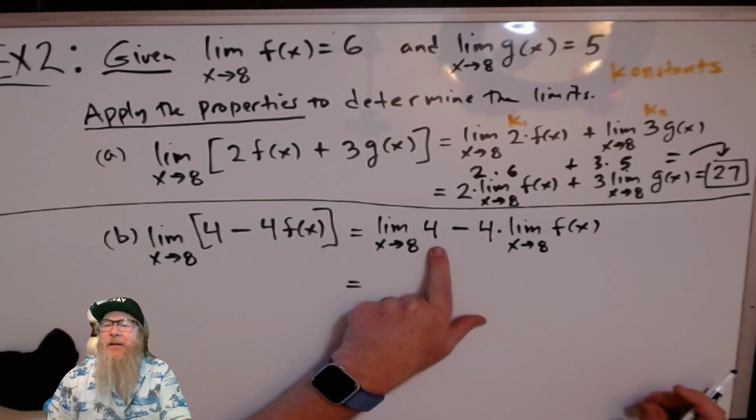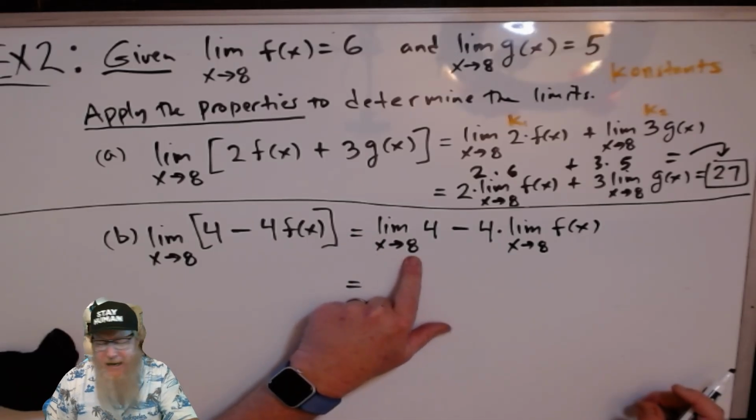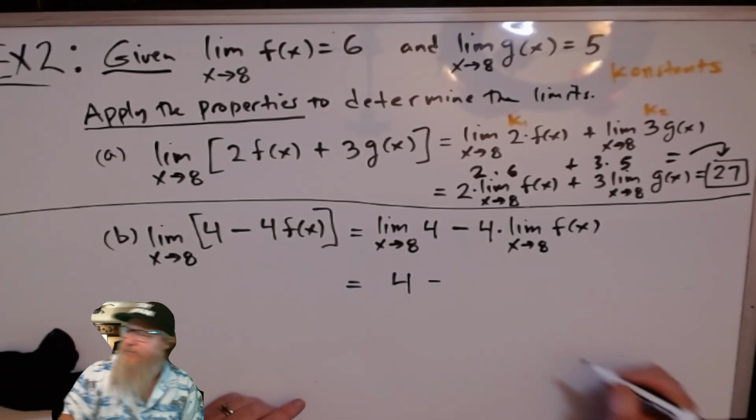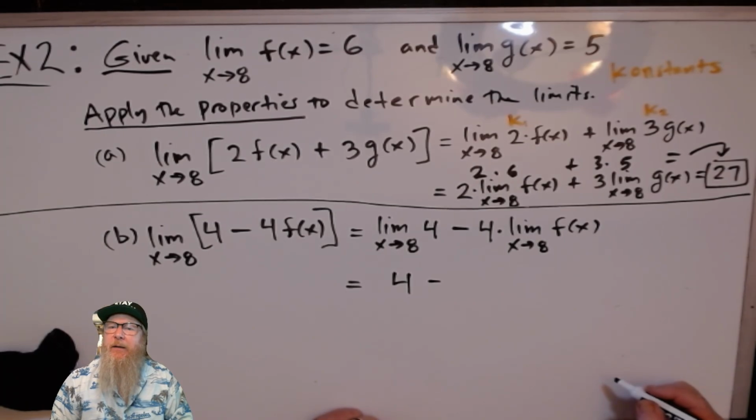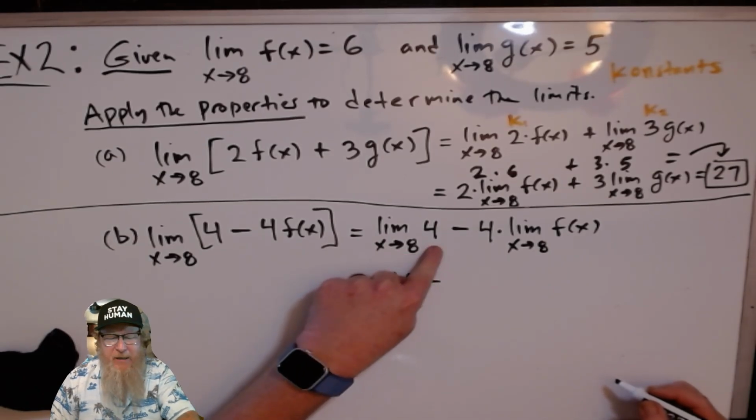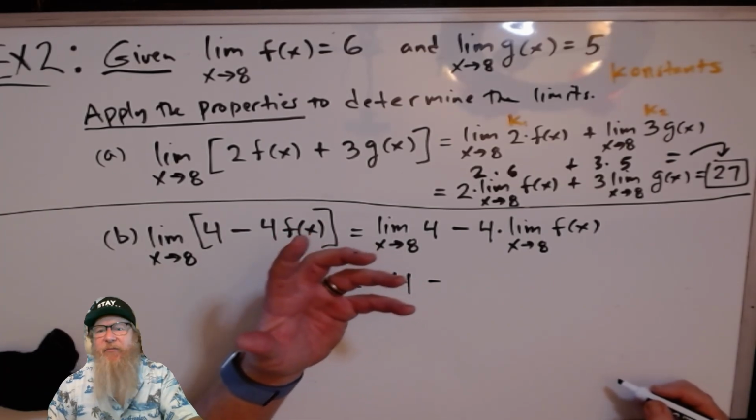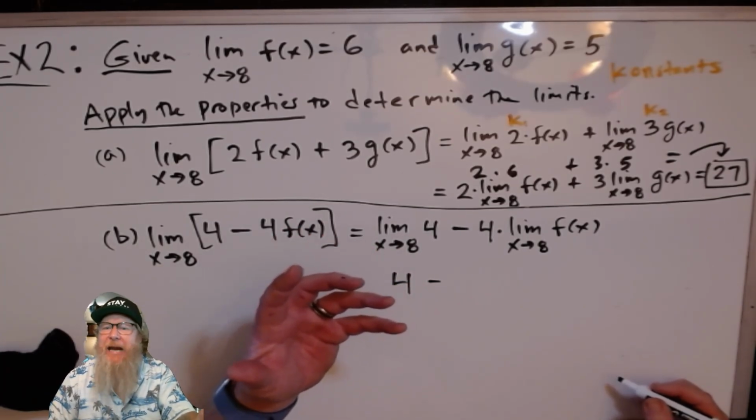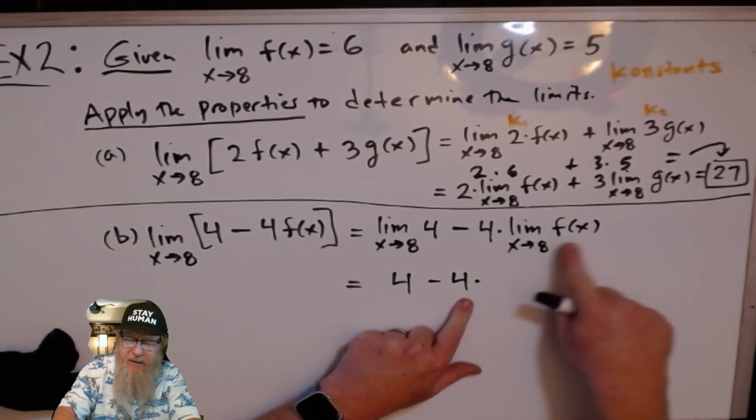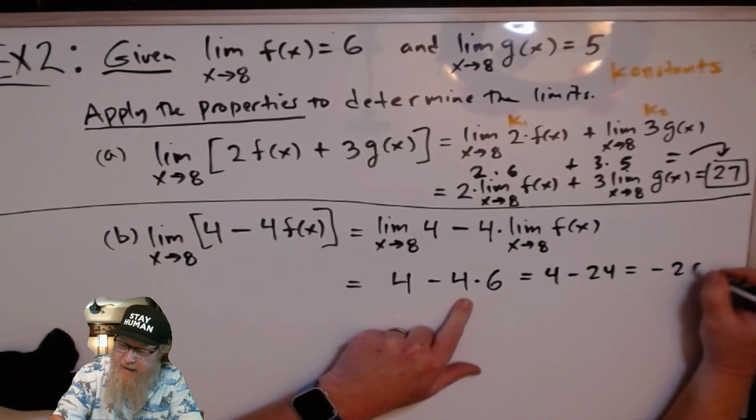The constant property is actually one of the more important properties, right? The limit as x approaches 8 of 4 is just 4. That's property number 1. The limit as x approaches any number, doesn't matter that that's 8, because the 4 is a constant, it doesn't have a variable, right? It is technically a function. It's just a very boring function. It doesn't change. It's always equal to 4. All right. And then 4 times the limit here, which was 6. So that's 4 minus 24, which would be negative 20.